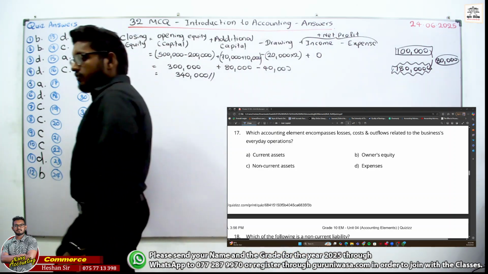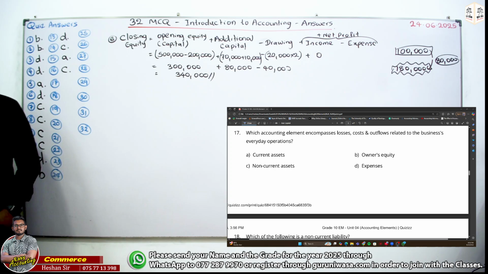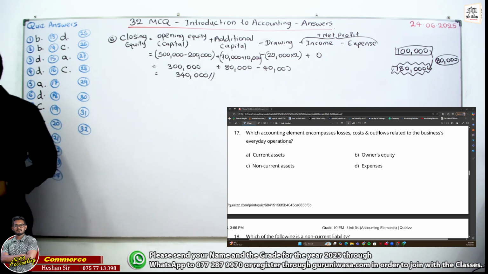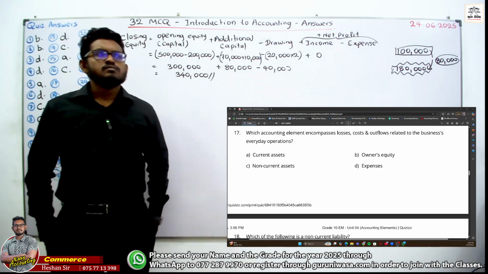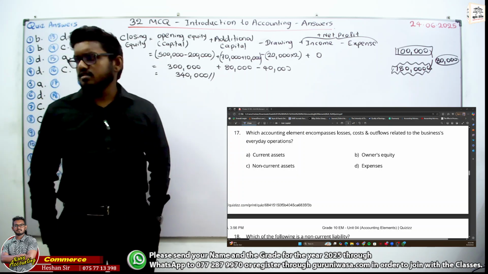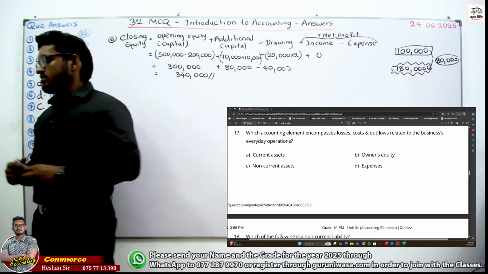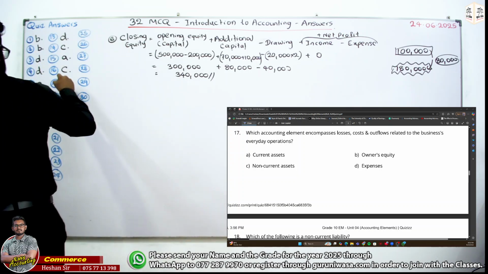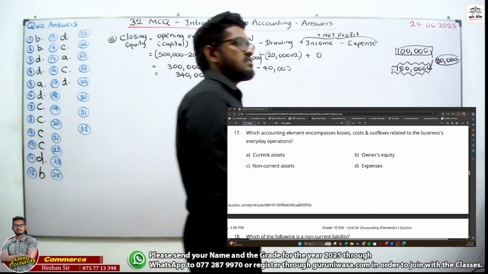17. Which accounting element encompasses losses, outflows, costs related to the business's everyday operations? Expenses. The things the business pays because of daily work go to expenses.